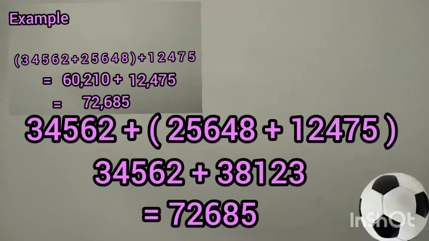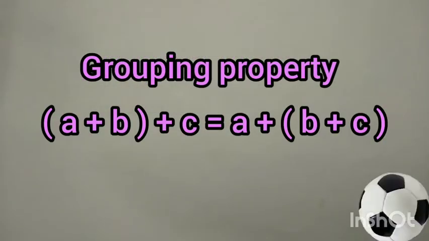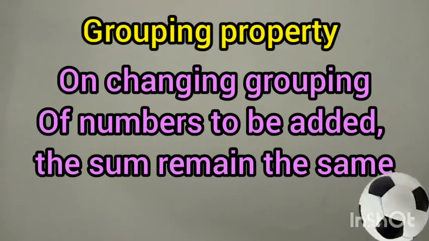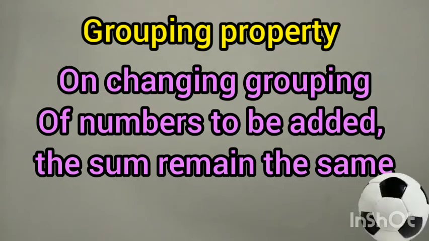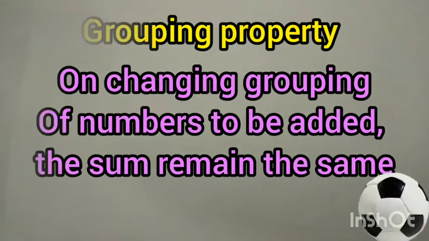Solve the second and third numbers first, then add the first number, you will get 72,685. Same answer, right? So A plus B plus C, and the grouping will be changed. Grouping property: on changing the grouping of numbers to be added, the sum remains the same.